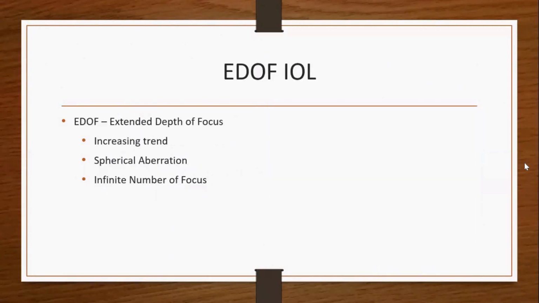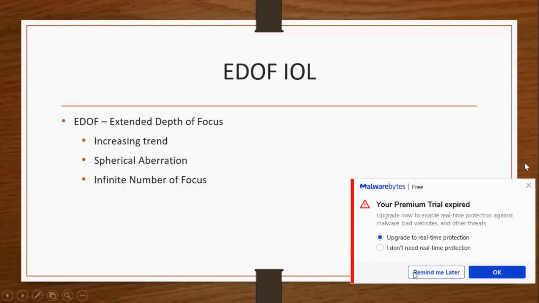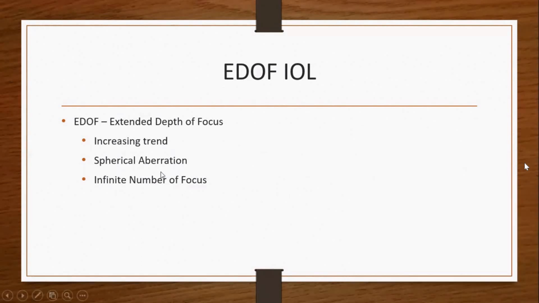And in the refractive lenses nowadays, these IOLs are having an increasing trend. We call it an EDOF lens. EDOF is nothing but extended depth of focus. Most of these lenses use spherical aberration. Nearly 4 to 5 EDOF lenses are there in the market, of which nearly 3 lenses use spherical aberration for giving this extended depth of focus. But in extended depth of focus lenses, the number of foci of the lens is infinite.